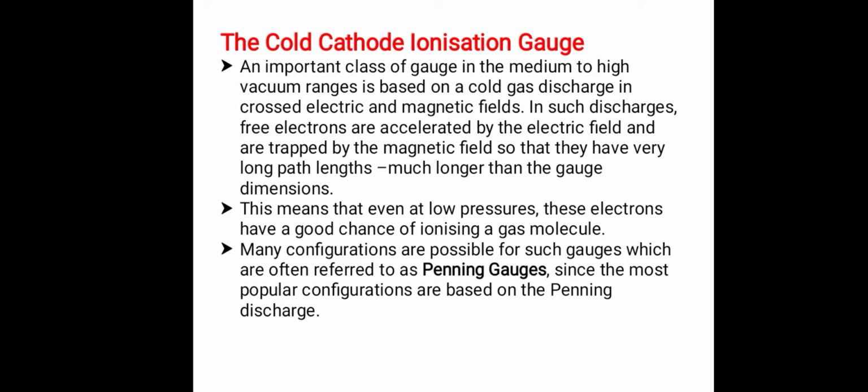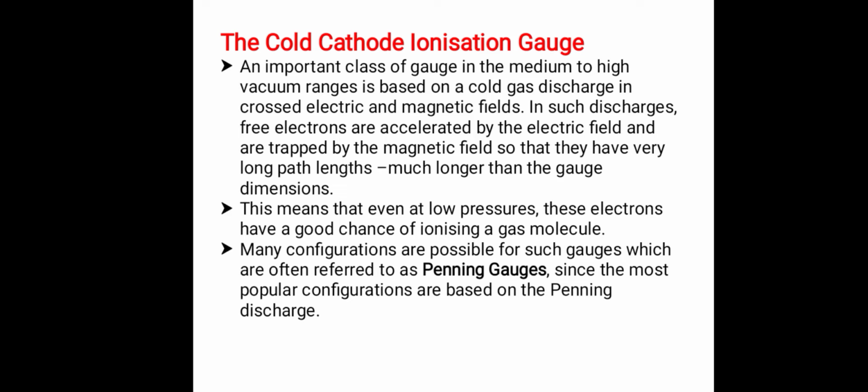Due to that magnetic field, the electron goes in a helical path, and due to that the electron has a path much longer compared to the gauge dimension. This means that even at low pressure, these electrons have a good chance of ionizing a gas molecule.